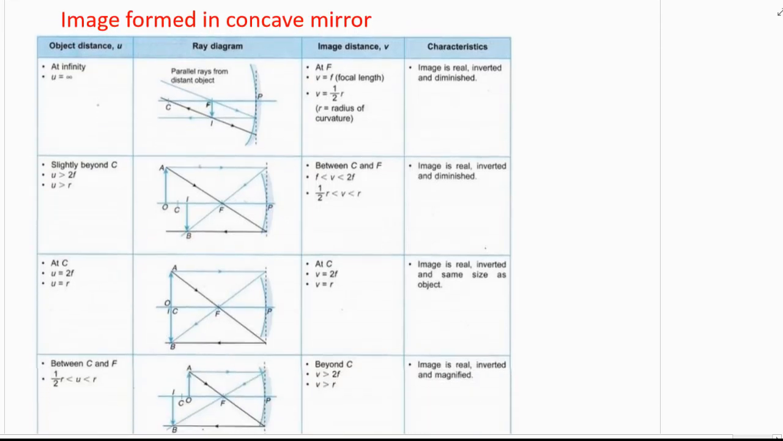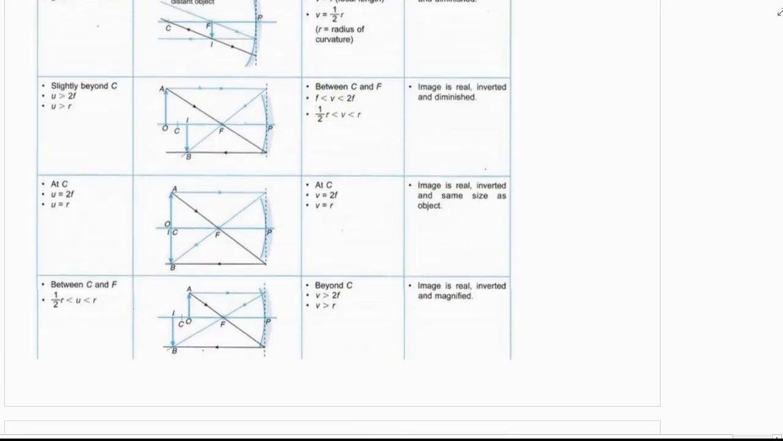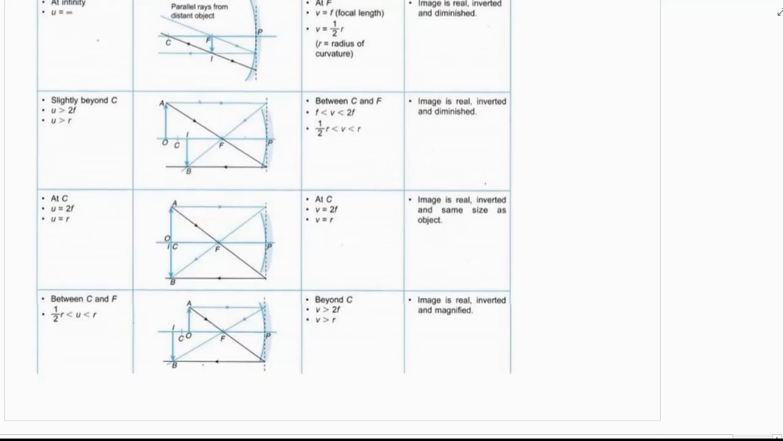In a concave mirror, the situation is different. The image depends on the position of the object. Let's see exactly what happens when a guy watches himself in front of the mirror. What happens to his image?